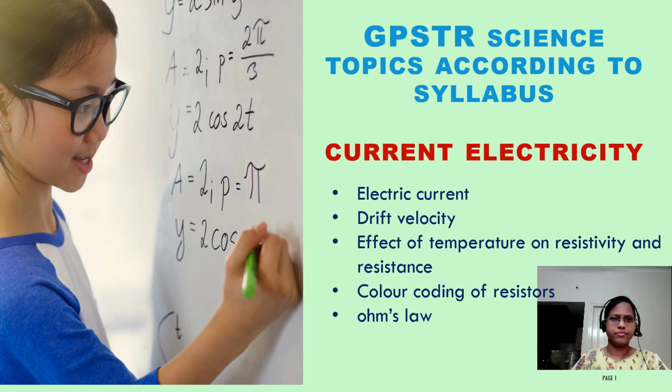Here I am going to discuss GPSTR science topics according to the syllabus. Here the topic is current electricity. In this one we will study about electric current, drift velocity, effect of temperature on resistivity and resistance, color coding of resistor, and also Ohm's law.